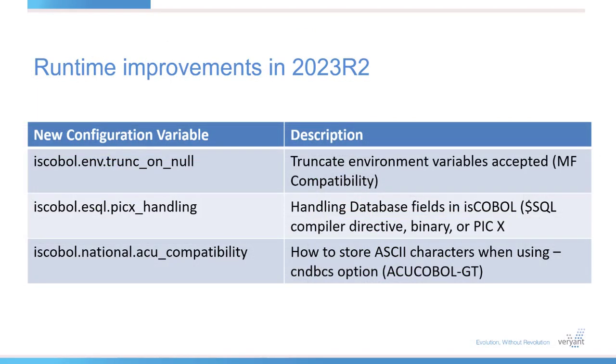There are 3 new configuration variables that we've added for compatibility with Micro Focus COBOL and with AccuCOBOL. Now one is for truncating environment variables accepted to the first low value. One is for different ways of handling the mapping of a COBOL data item to the data type of an existing database field. And one is to choose how many bytes to use when storing pic-n characters or national characters in a double byte character set. You would set it to false for Micro Focus COBOL compatibility and true for AccuCOBOL GT compatibility.